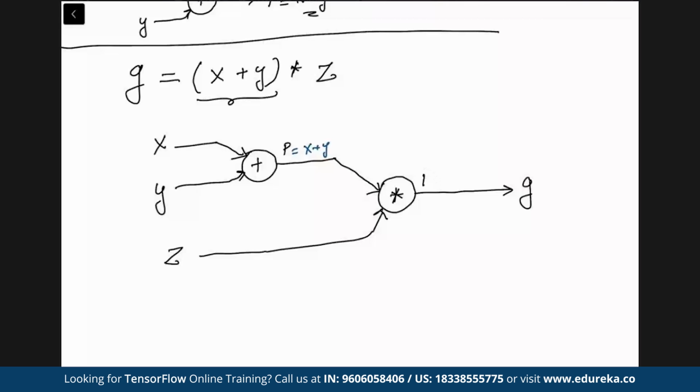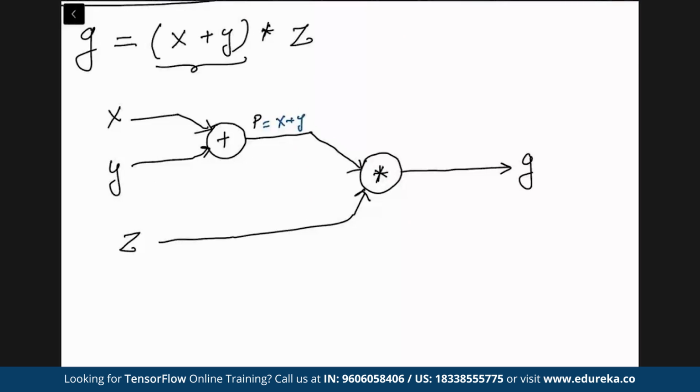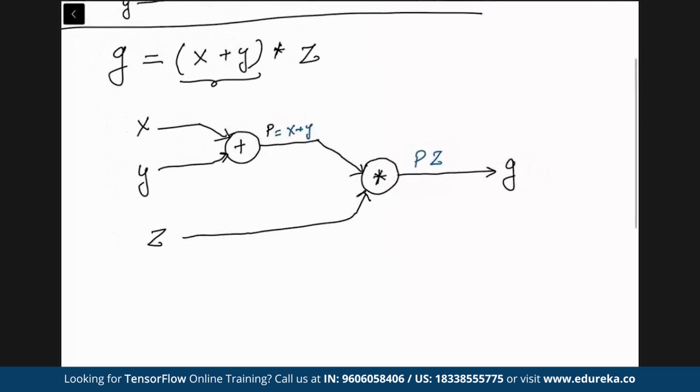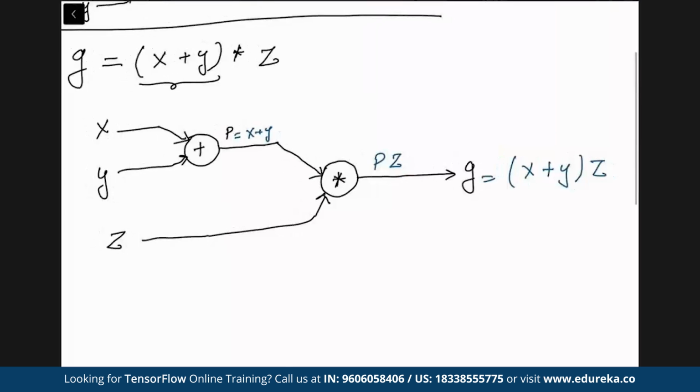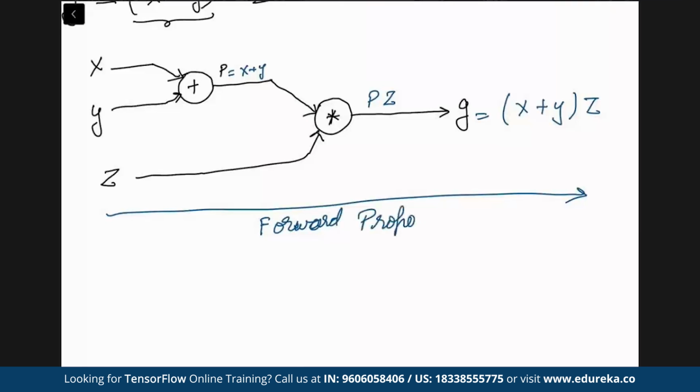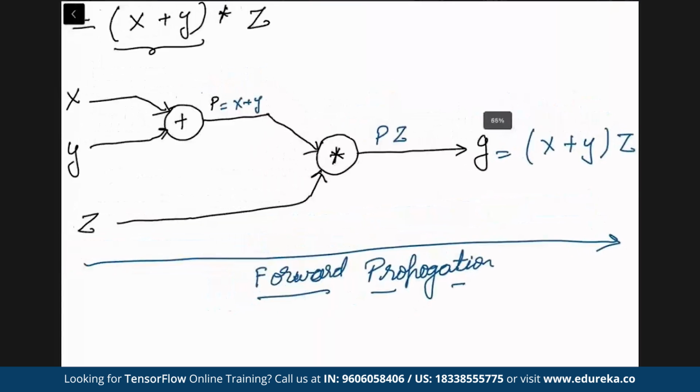So let me quickly erase this. This is going to be p times z, or I can just write it as pz, right? I'm pretty sure this is something which is crystal clear to all. And the output I give over here is going to be p times z, and here p represents x plus y, so let me quickly write that as well: x plus y times z. Whatever we did now is referred to as forward propagation, and what happens in forward propagation is we are trying to find the value of G.